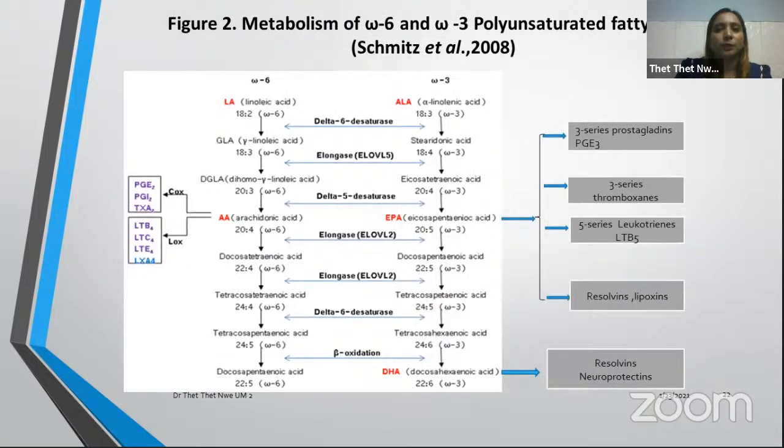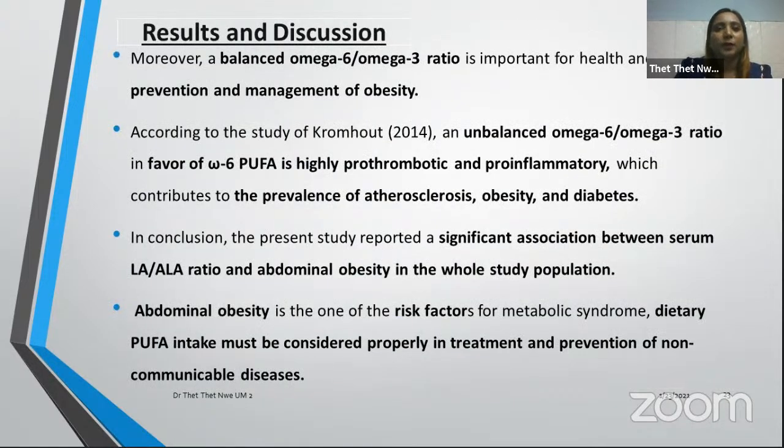This figure shows the metabolism of omega-6 and omega-3 polyunsaturated fatty acid in our body. Moreover, the balanced omega-6 to omega-3 ratio is important for health and prevention and management of obesity. According to the study of Chroma 2014, an imbalanced omega-6 by omega-3 ratio in the favor of omega-6 PUFA is highly prothrombotic and pro-inflammatory, which contribute to the prevalence of atherosclerosis, obesity, and diabetes.